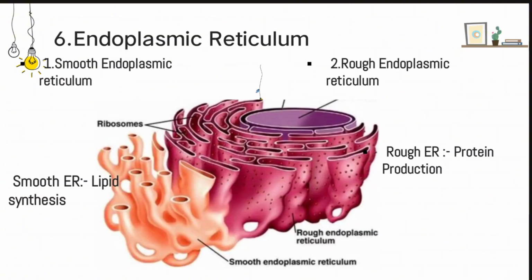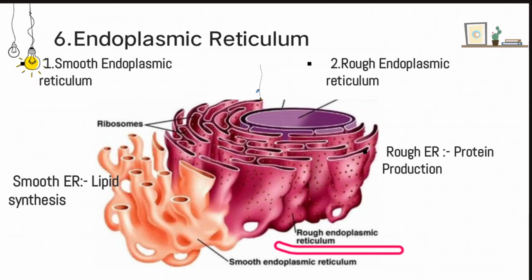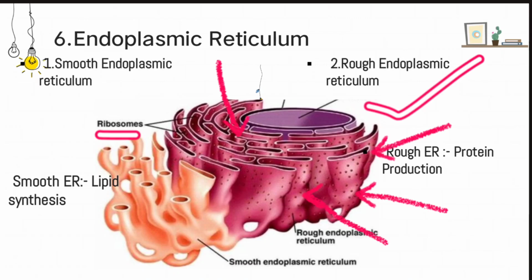Now the sixth one is endoplasmic reticulum. The endoplasmic reticulum is divided into two types: smooth endoplasmic reticulum and rough endoplasmic reticulum. Now this is the structure of endoplasmic reticulum, and we have rough endoplasmic reticulum and smooth endoplasmic reticulum. Rough endoplasmic reticulum means if the ribosome is present on the surface of the endoplasmic reticulum, we call it a rough endoplasmic reticulum.